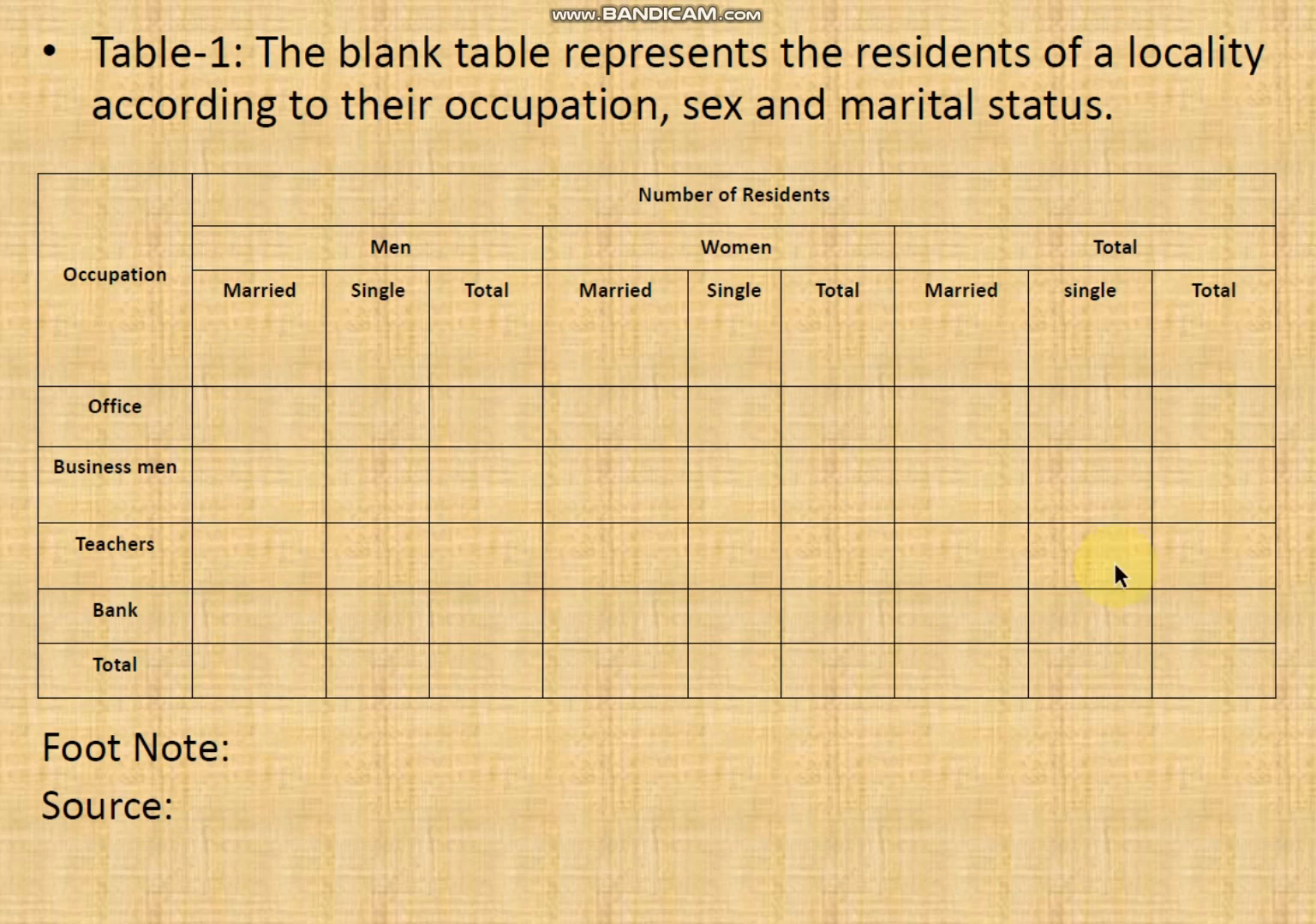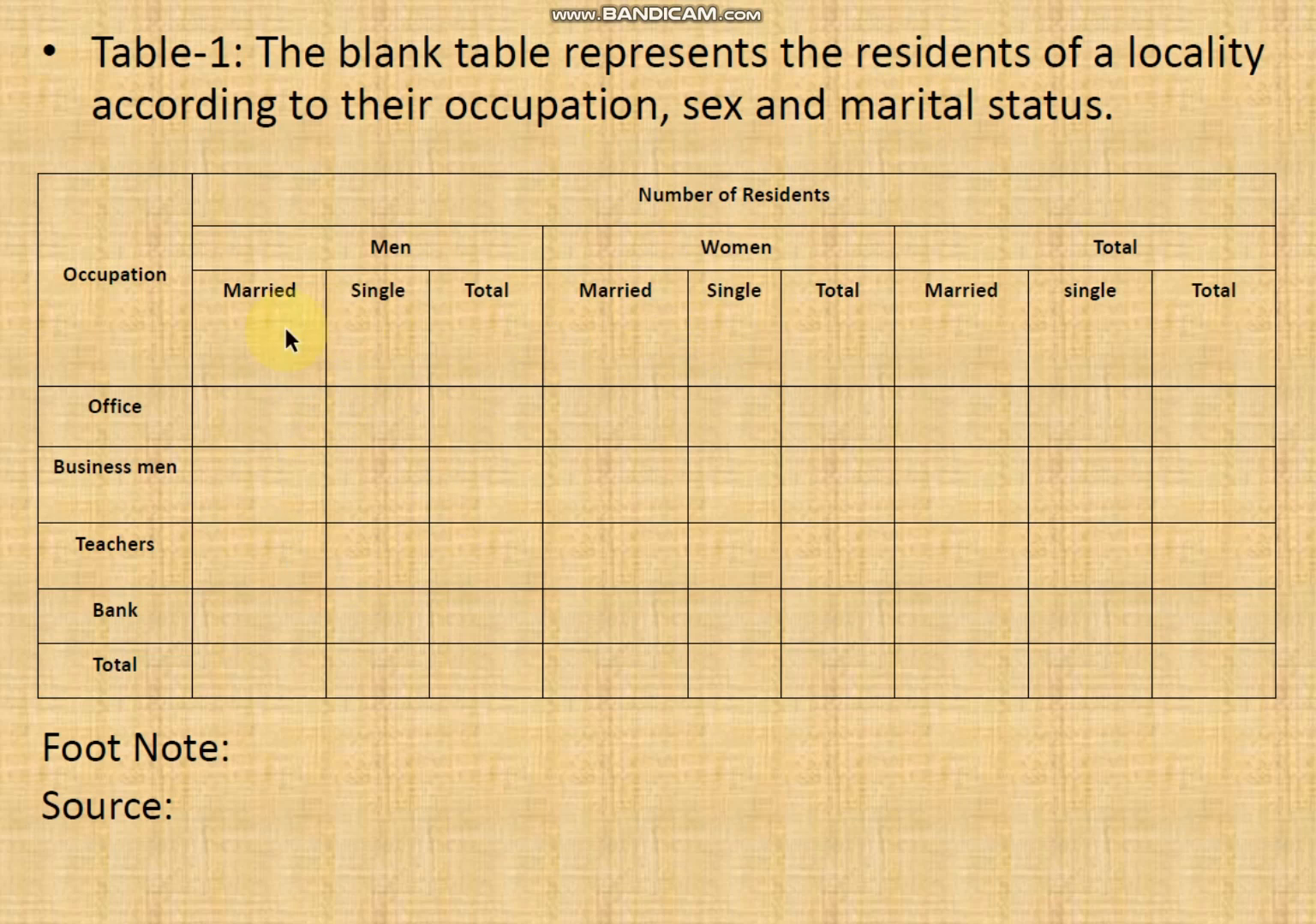So this is a blank table. Now here there are three characteristics taken. One is occupation, which is written here. Another one is number of residents, that has been divided into gender. Gender is another characteristic here. Another characteristic that has been taken here is the marital status. Married and single and total. You are writing them together.